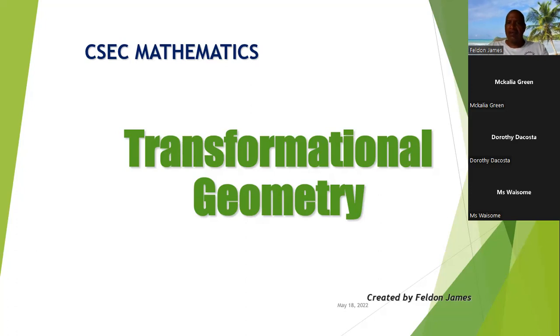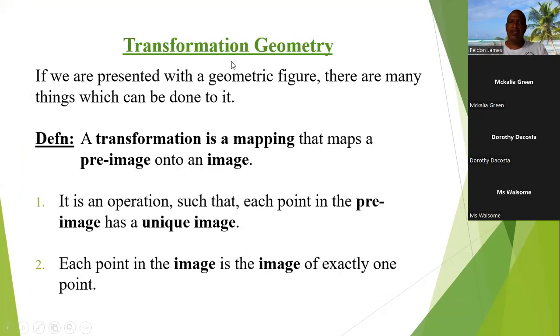Now, so transformation really is about changing shape. All right. So in mathematics, when we look at transformational geometry, we know that geometry has to do with shapes. And so what we're going to do in transformational geometry is transform these shapes. All right. So we are going to now look at the various transformations that we can carry out on different geometric shapes. All right. So for transformational geometry, if we are presented with a geometric figure, there are many things which can be done to it.